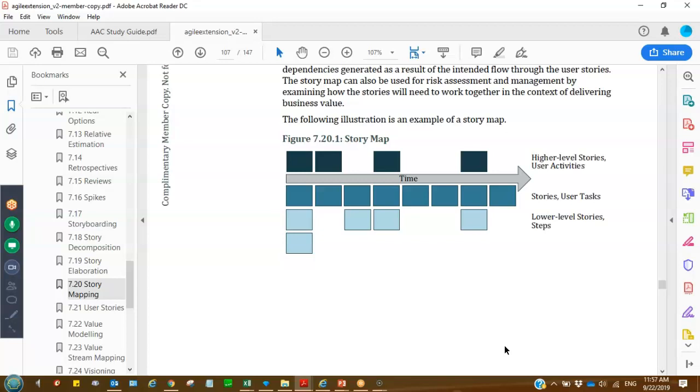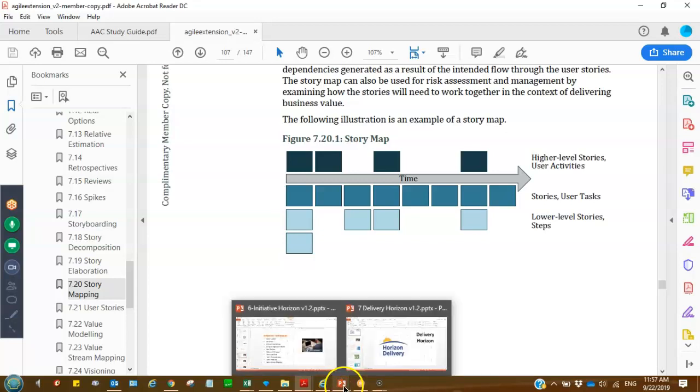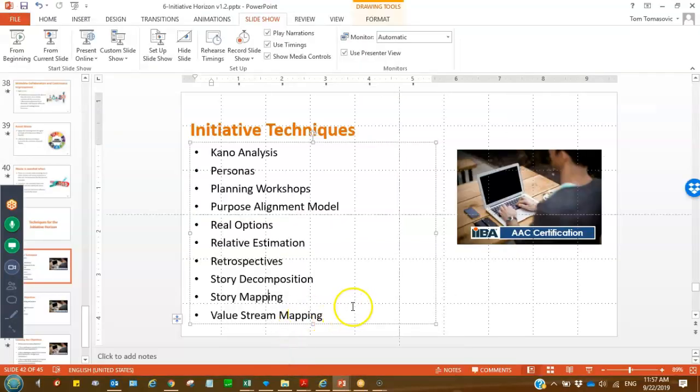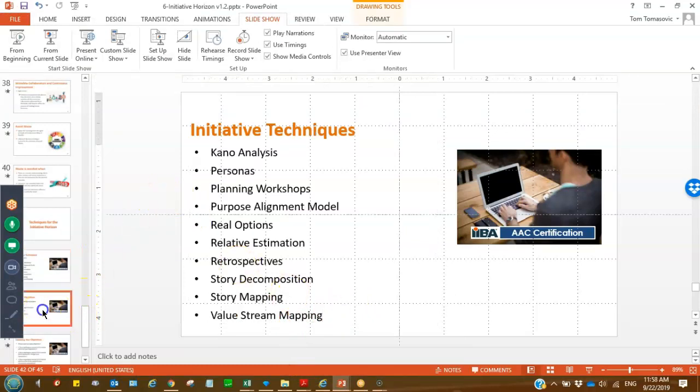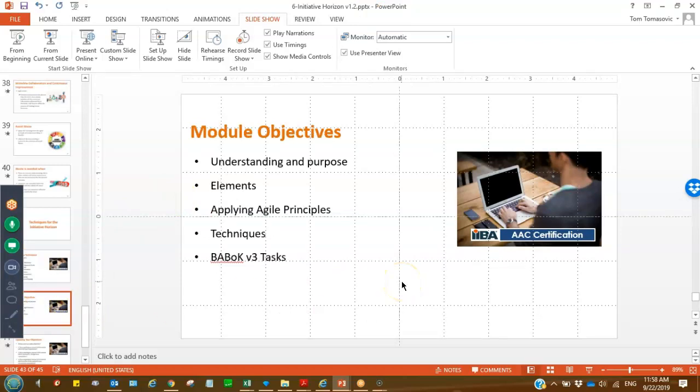It's all about being able to build a picture that says, this is my high level versus my lower level of detail, down to my final, lowest level of detail. Okay. And the last one here is value stream mapping, which we went over. And on that happy note, we have kind of come to the end of this module.